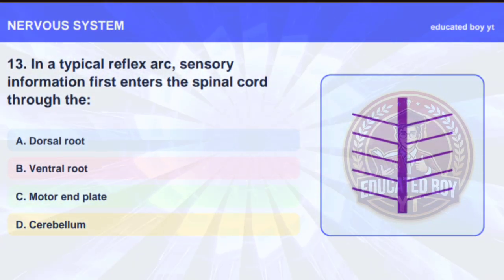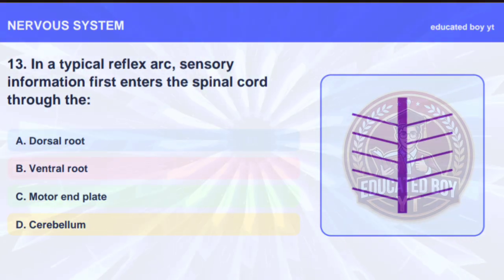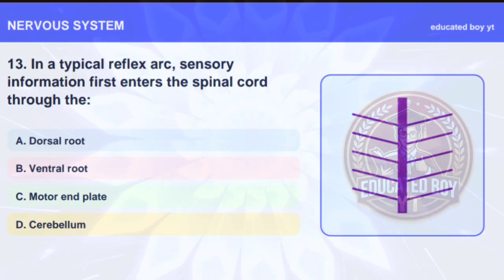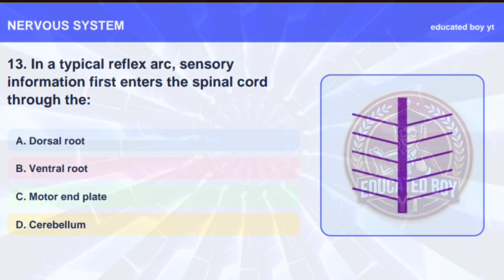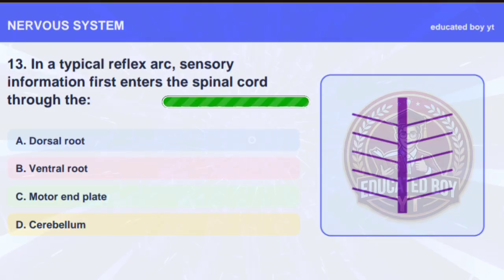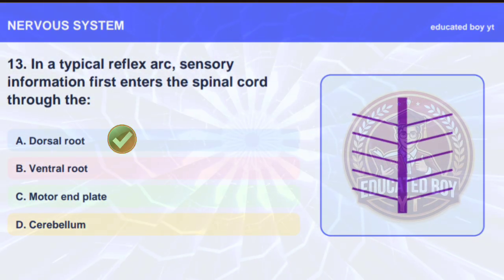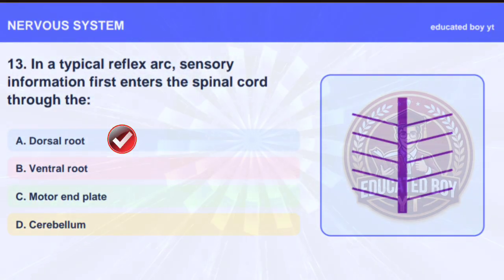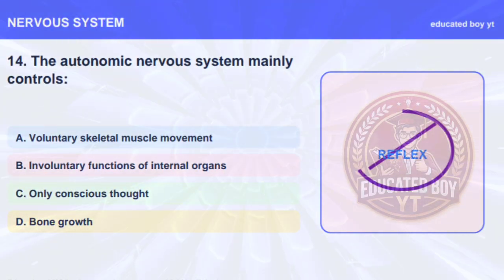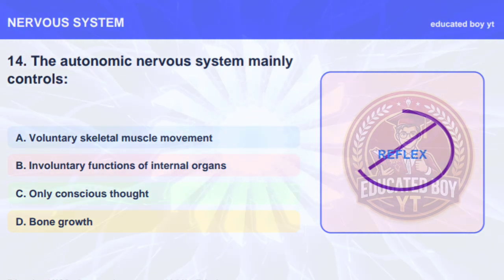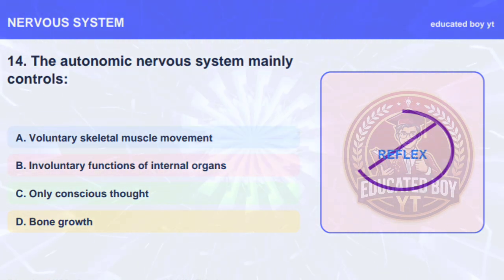Question number 13. In a typical reflex arc, sensory information first enters the spinal cord through the: option A, dorsal root; option B, ventral root; option C, motor end plate; option D, cerebellum. Question number 14. The autonomic nervous system mainly controls: option A, voluntary skeletal muscle movement; option B, involuntary function of internal organs; option C, only conscious thought; option D, bone growth.